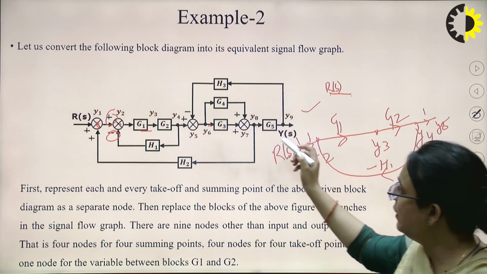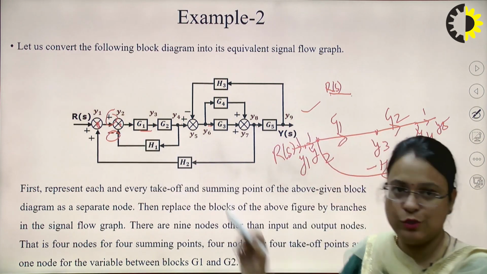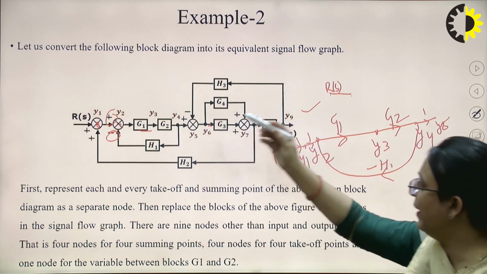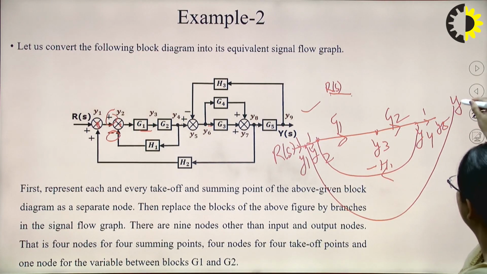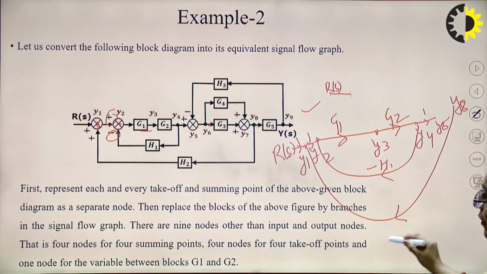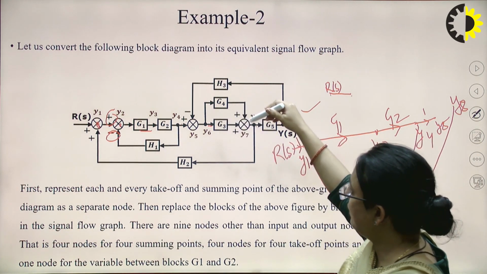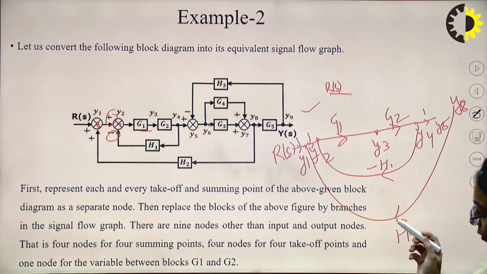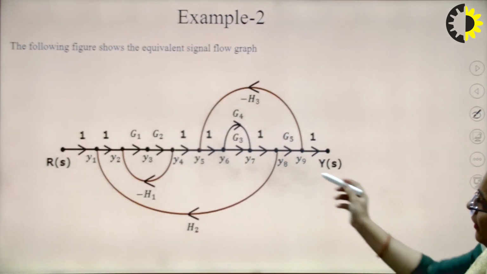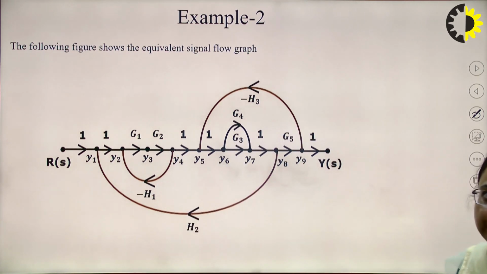Now we can see that the gain between Y8 and Y1 is plus H2. We can draw a feedback between Y1 and Y8, which has a gain of plus H2. Similarly, you can connect all these. Between Y6 and Y7, we also have a gain of G4. So you can connect it like this. This will be the graph of the previous block diagram.